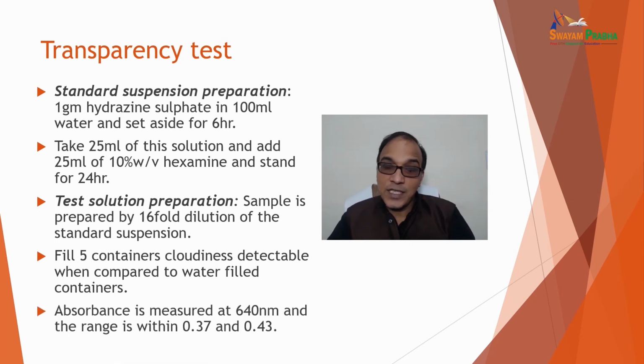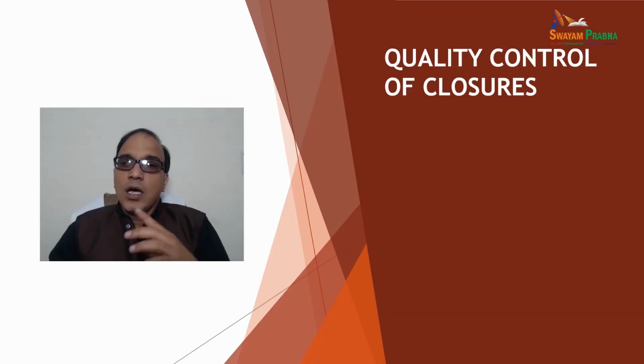Absorbance is measured at 640 nanometer and the range is within 0.37 and 0.43. So it should be within the range of 0.37 and 0.43. So by this way we can estimate the transparency of the container. Now this was all about the containers.